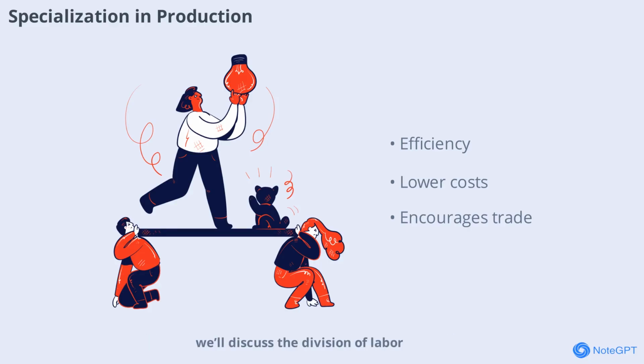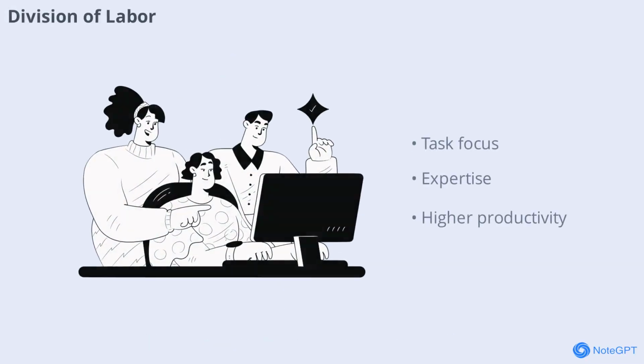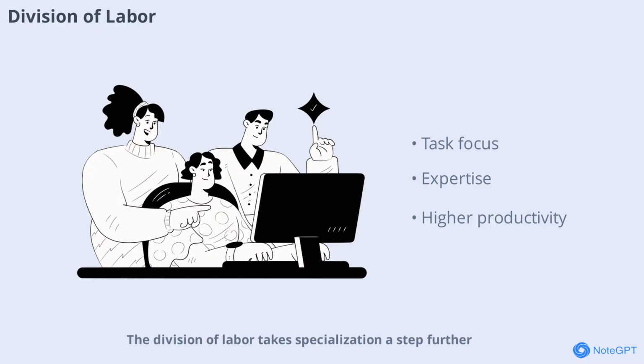Next, we'll discuss the division of labor. Division of labor takes specialization a step further. It involves breaking down production into smaller tasks, with each worker focusing on a specific role. This approach increases productivity and allows workers to become experts in their tasks. Assembly lines in factories are a classic example of the division of labor. By working together, teams can produce goods more quickly and efficiently.